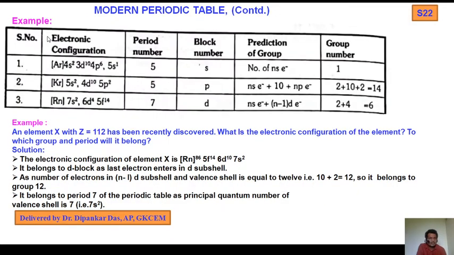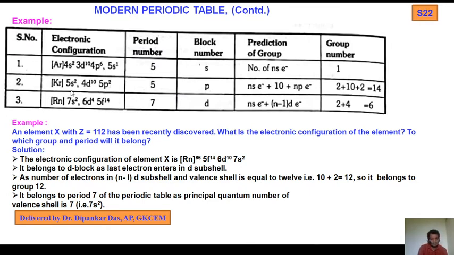Examples: electronic configuration argon 4s2 3d10 4p6 5s1. Here you see the highest value of n, the principal quantum number, n equals 5, so its period number is 5. Block: the last electron enters S, so it is an S block element. Prediction of group: the number of NS electrons is 1, so the group number is 1. Clear? Okay.